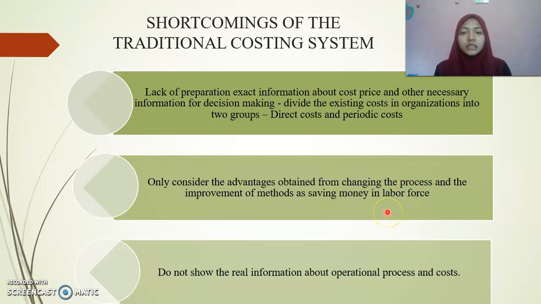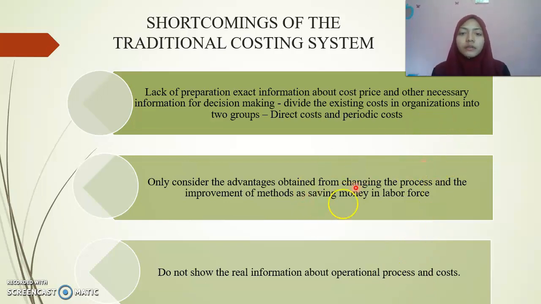Second, the traditional system only considers the advantages obtained from changing the processes and the improvement of method as saving money in labor cost. Therefore, they don't show the improvement of function in operational processes. Last but not least, traditional costing systems do not show the real information about operational process and cost. This system only considers the costs which are easily identifiable in calculating the cost price, and indirect costs don't play any role in calculating cost price.